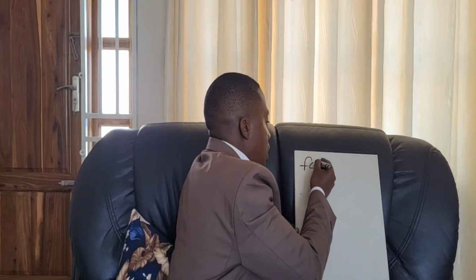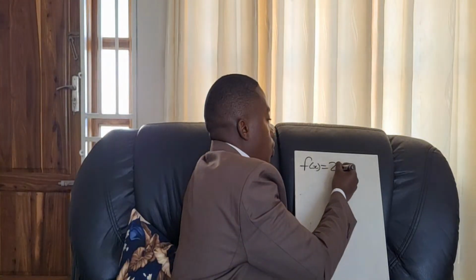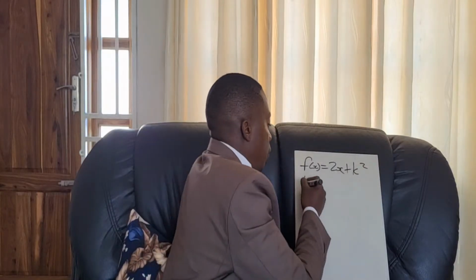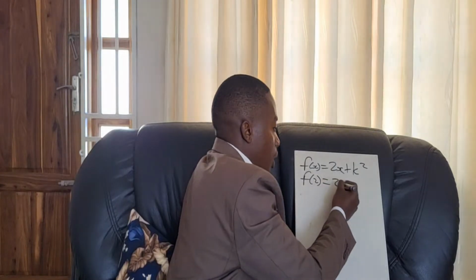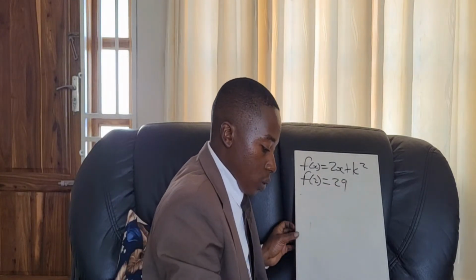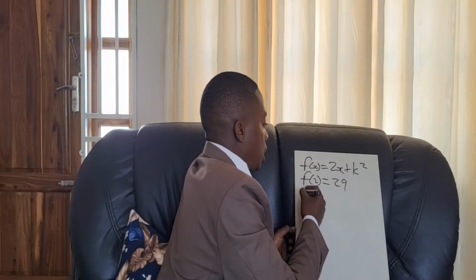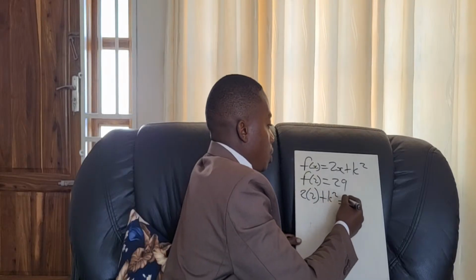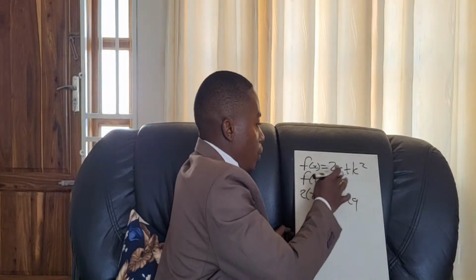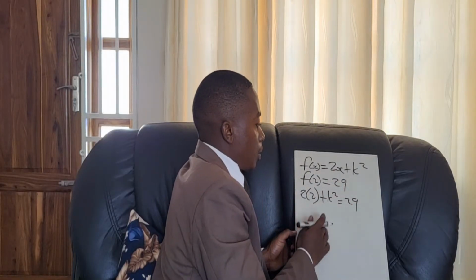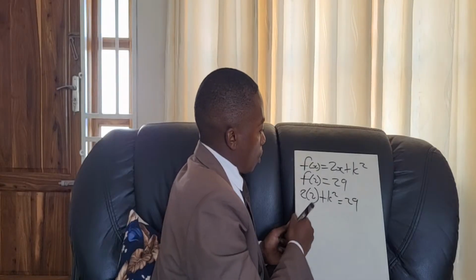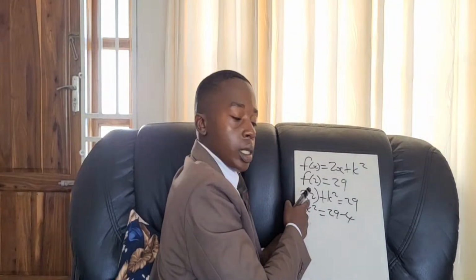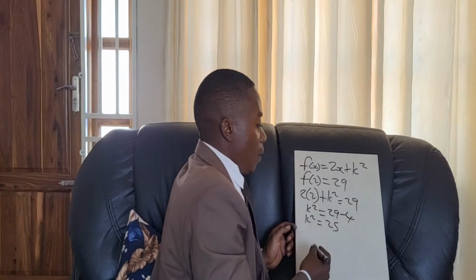Then the last question. f of x is equal to 2x plus k squared. f of 2 is equal to 29. Find two possible values of k. Alright, it means 2 times 2 plus k squared is equal to 29, right? Because f of 2 is given as 29. Yes, k squared is equal to 29 minus 4, because this gives us 4, right? So k squared is equal to 25.